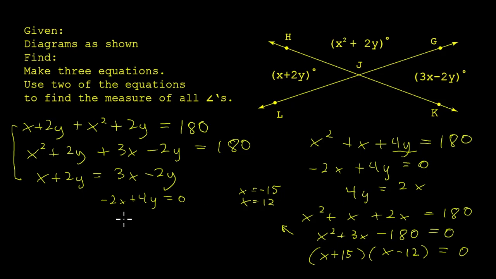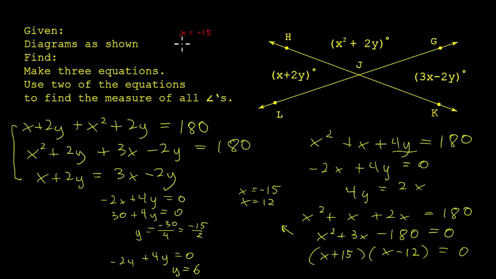0. So if it's negative 15, then that is 30 plus 4y equals 0. And then y equals negative 30 over 4 or negative 15 over 2. Or if x is 12, that's negative 24 plus 4y equals 0. And then y equals 6. Okay. So now in red, let's put these pairs up here. x equals negative 15, y equals negative 15 over 2, or x equals 12, y equals 6.